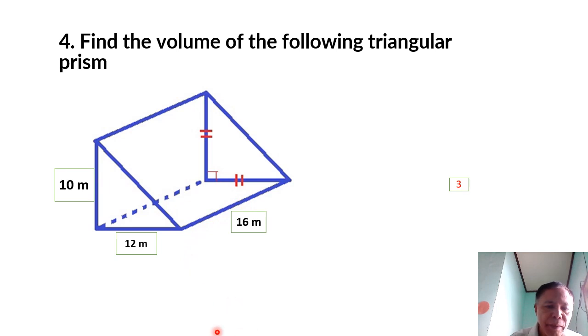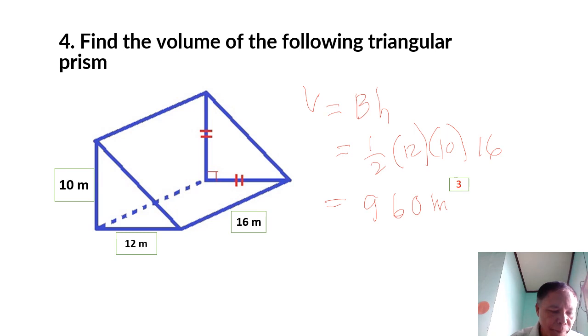So volume equals base times height. The base there is an area, 1/2 BH, so you have 12 times 10. The length here is 16. So your volume would be 6 times 10 times 16, which is 960 cubic meters.